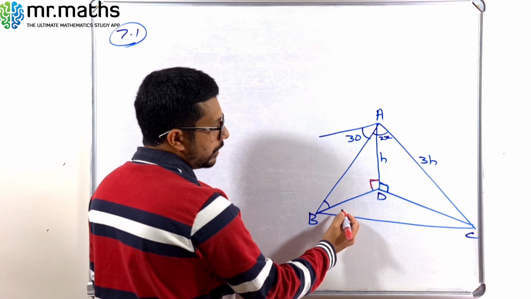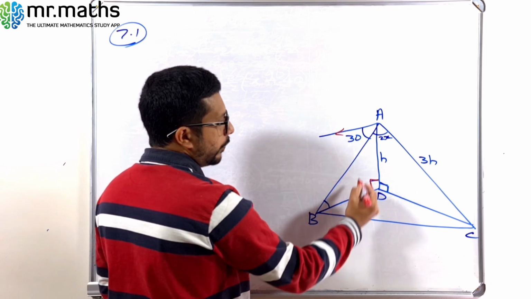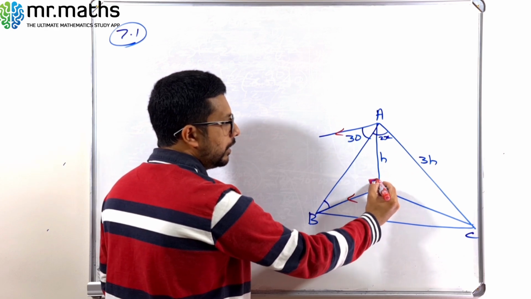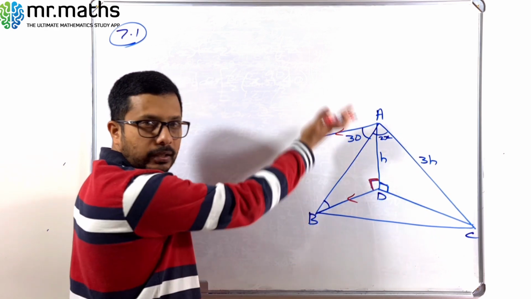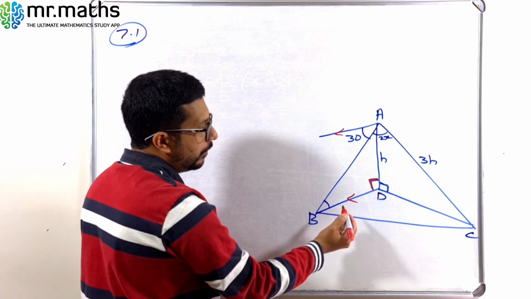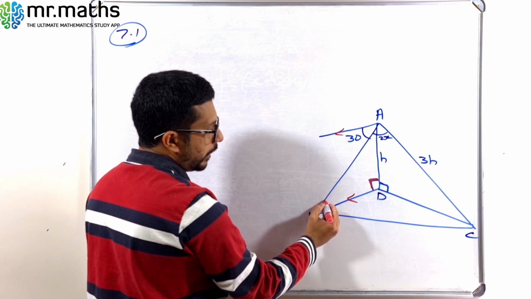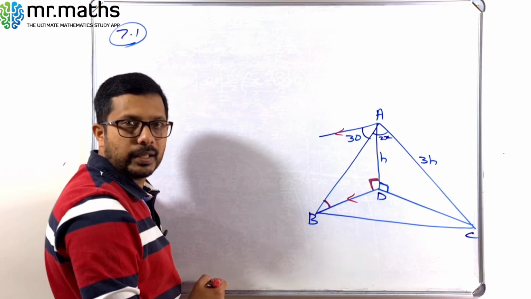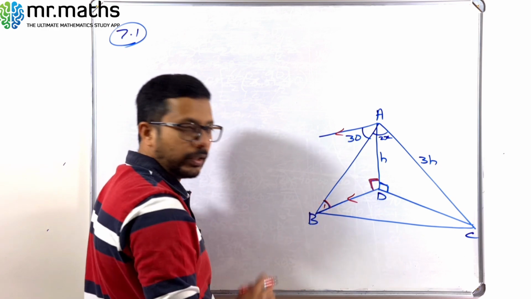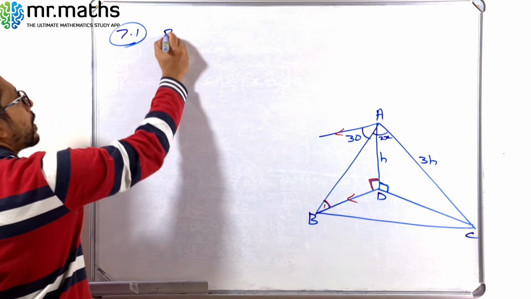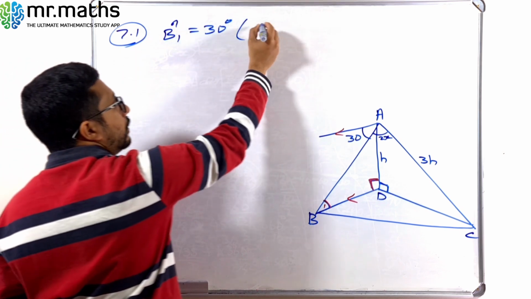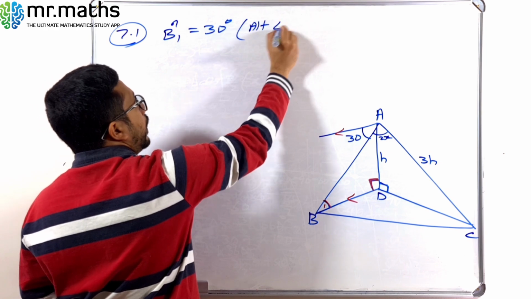So this line is parallel to this one, because they are saying that this angle is 90 degrees. That means these two lines are parallel. You understand? If these two lines are parallel, what about this angle and this angle? They are equal, alternate angles. Am I right? So let's say this is B1. Angle B1 is equal to 30 degrees. What is the reason? Alternate angles.